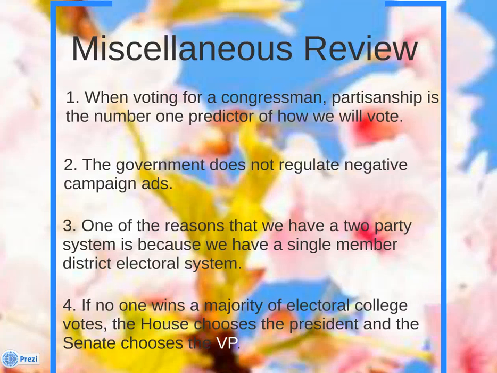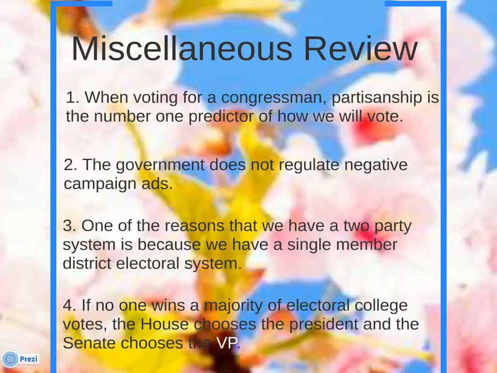One of the reasons that we have a two-party system is because we have a single-member district electoral system. So in other words, we only get one representative for our district. We're in District 22 in the state of New York, so Congressional District 22, and we only have one representative. Because we only have one, we're less likely to vote for a third-party candidate, because we don't feel like they'll be able to build a coalition in Congress.